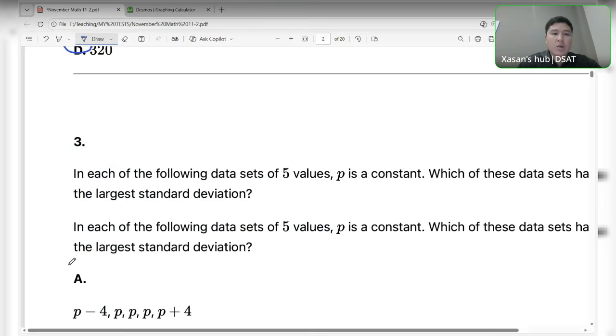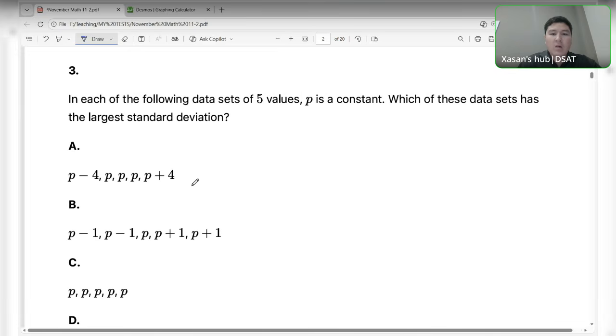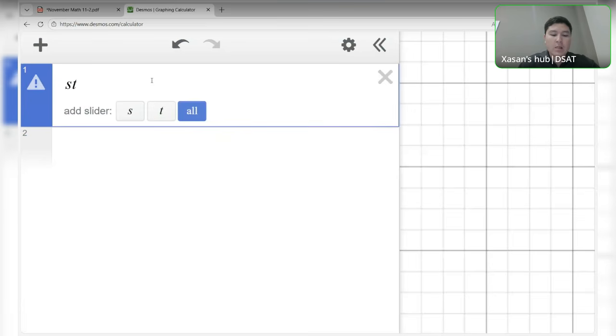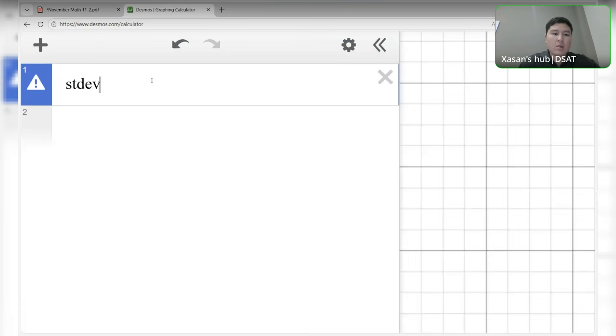And question 3. In each of the following data sets of 5 values, P is a constant. Which of these data sets has the largest standard deviation? Guys, standard deviation we can find with Desmos as well. And instead of P, guys, you can use any number, because P is a constant. So how to calculate the standard deviation? You will write STDEV, the standard deviation.